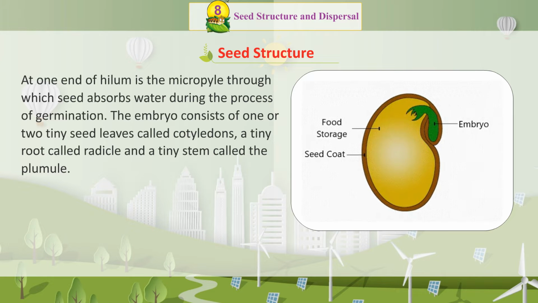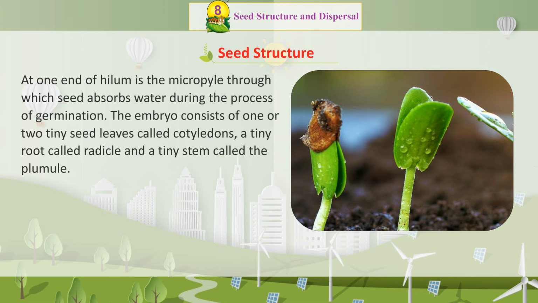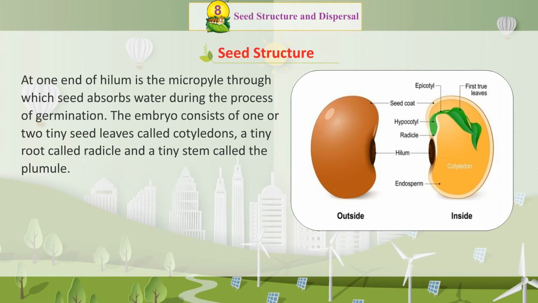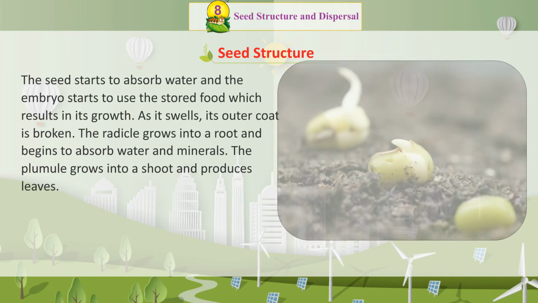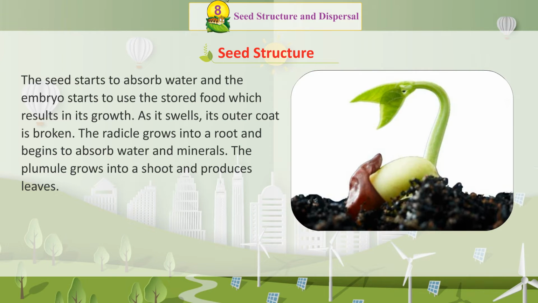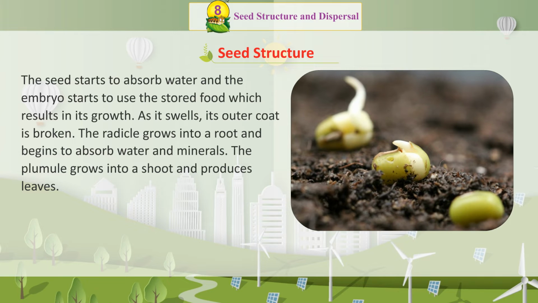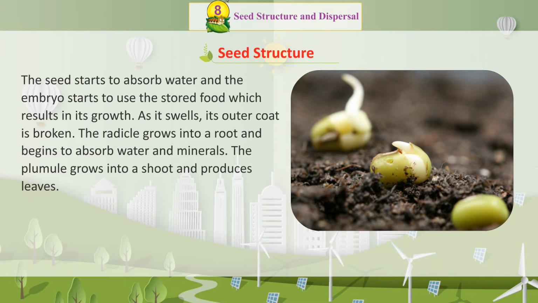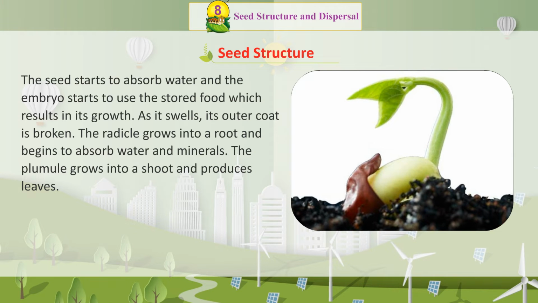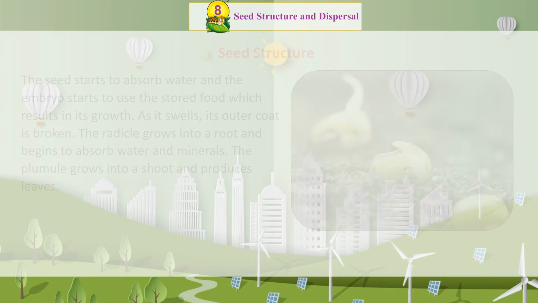The embryo consists of one or two tiny seed leaves called cotyledons, a tiny root called radicle, and a tiny stem called the plumule. The seed starts to absorb water, and the embryo starts to use the stored food, which results in its growth. As it swells, its outer coat is broken. The radicle grows into a root and begins to absorb water and minerals. The plumule grows into a shoot and produces leaves.